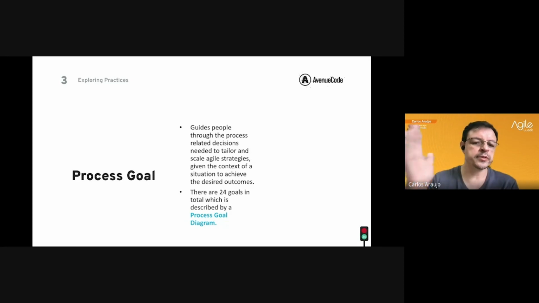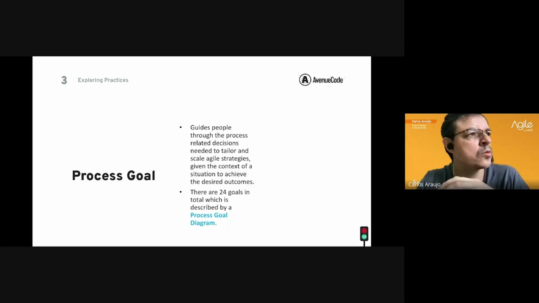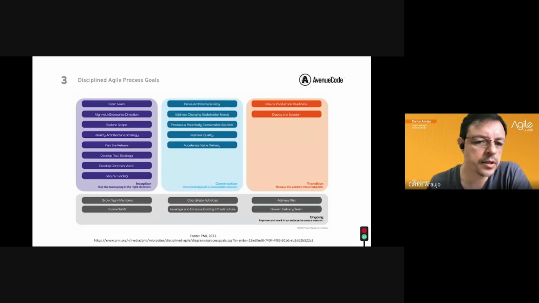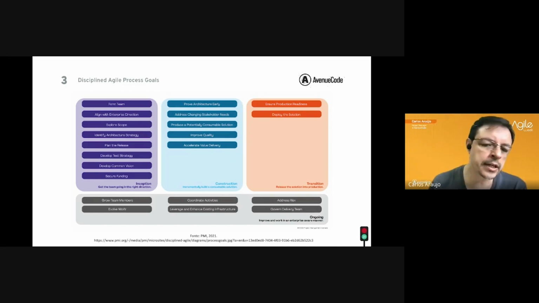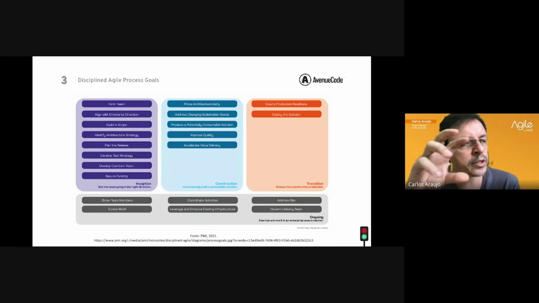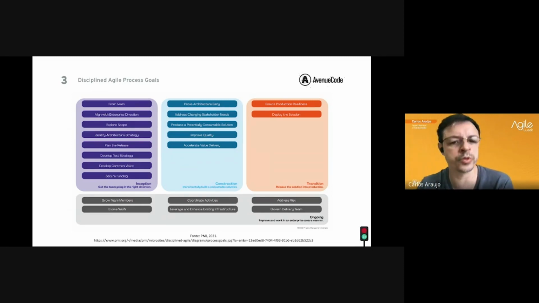The process goals guide the people through the process related to decisions they need to tailor and scale agile strategies, giving a context or a situation to achieve what we expect as a result. In DA, we have 24 goals in total, which are described by the process goals diagram. This is the process goals diagram. We have 4 phases here. Inception is where we define the direction we are going in a project. Then we have the construction, where we are going to build the solution. And then we have the transition, when we are going to release this solution to production.